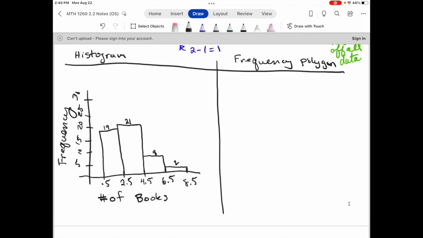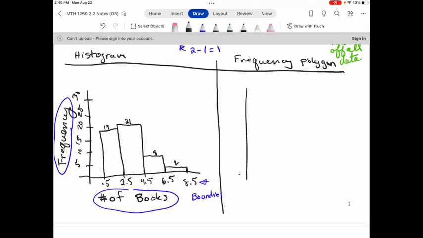So notice there are some important things about this histogram. I labeled my axes. That's very important. And I used my boundaries, so that way I don't have any spaces between the bars. You always want to use your boundaries. So those are some key things that you should make sure that you're paying attention to when you're drawing a histogram.